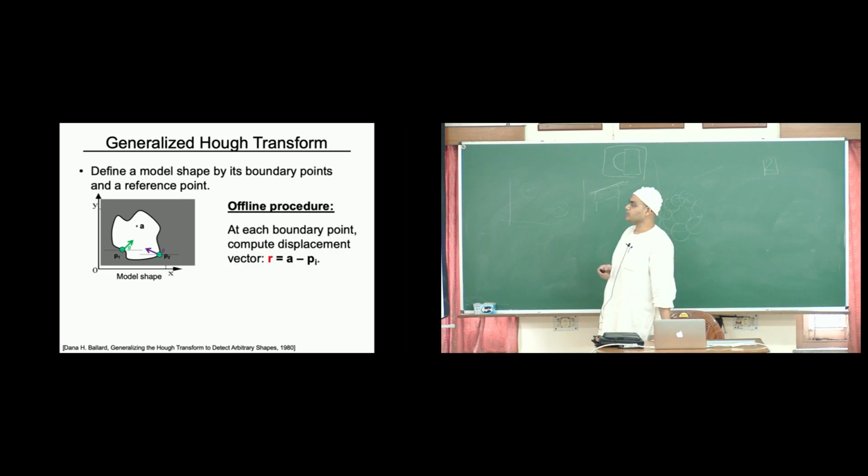Now, all you do is calculate this. For each of these points, you calculate the displacement vector r from the reference point, like this. R, the red color, is this. Clear?